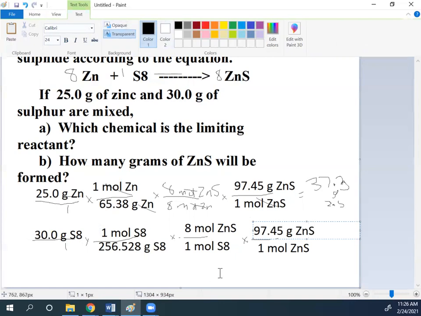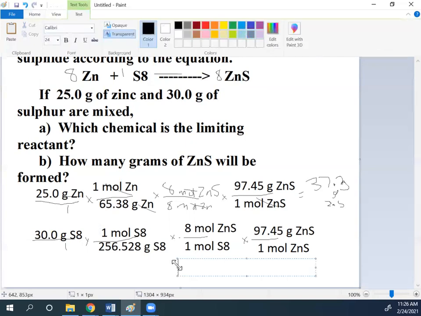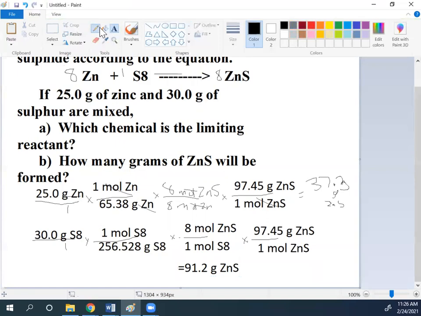What's my answer? 91.2. That equals 91.2 grams ZnS. So I answered B, didn't I? What's the answer to B? The answer to B is 37.3 grams, because what gave me the smallest number.